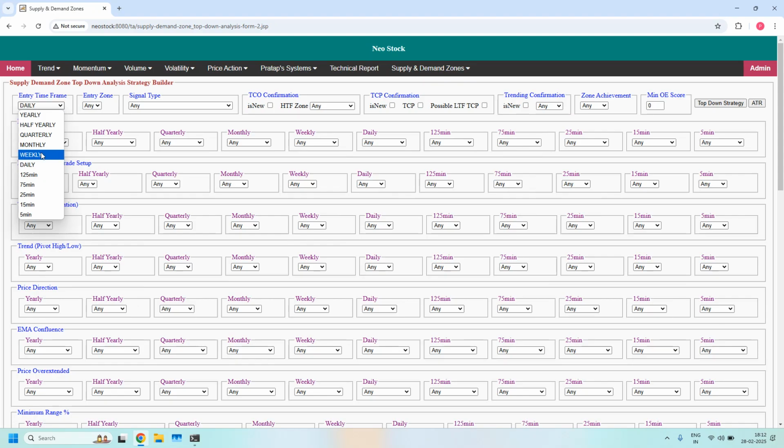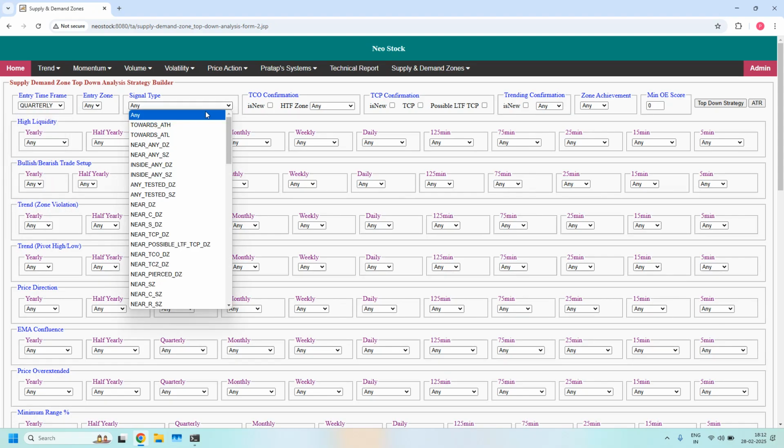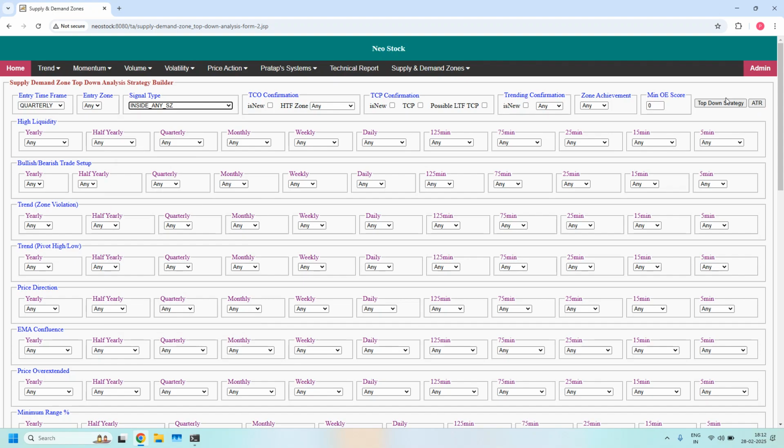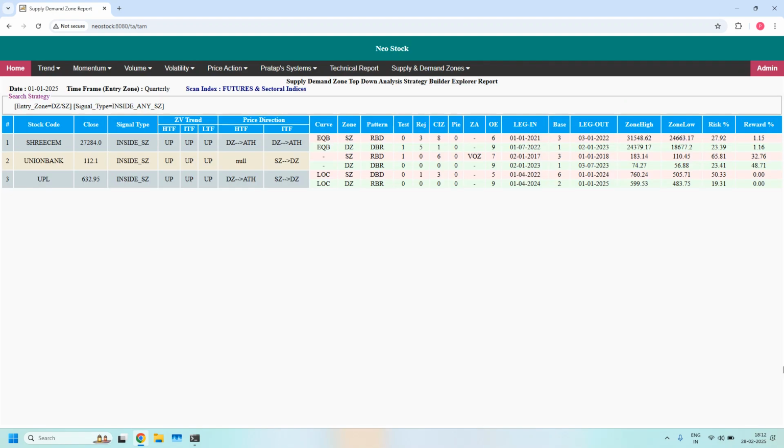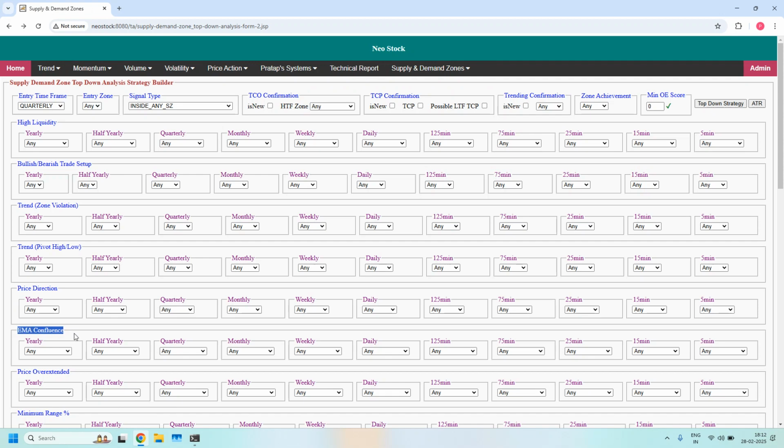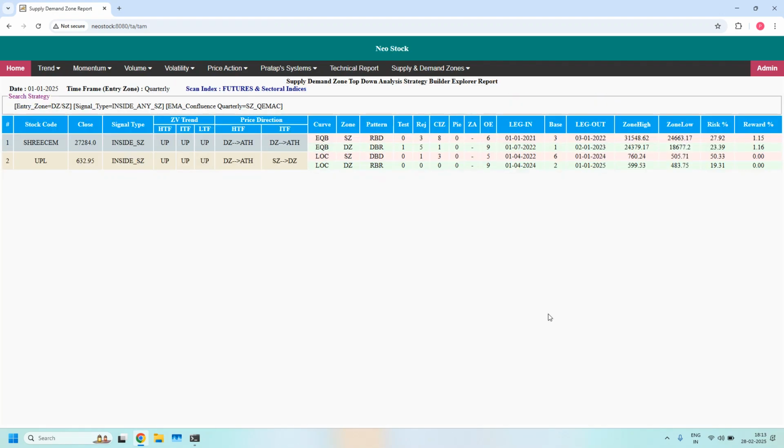Quarterly time frame. Price closed inside the quarterly supply zone. We got only 3 stocks. Out of these 3, how many are having a quarterly supply zone with quarterly EMA confluence? Let's verify. In the EMA confluence at quarterly time frame, setting the filter, quarterly supply zone having quarterly EMA confluence. Out of 3, 2 stocks are filtered. So this is about quarterly time frame.